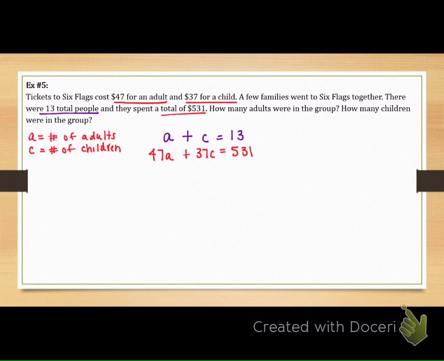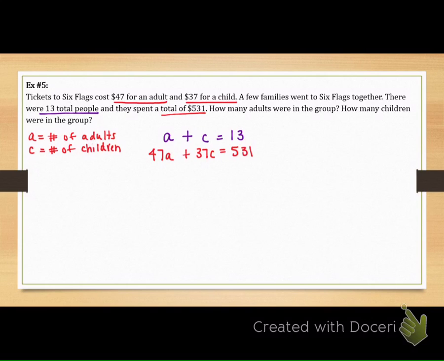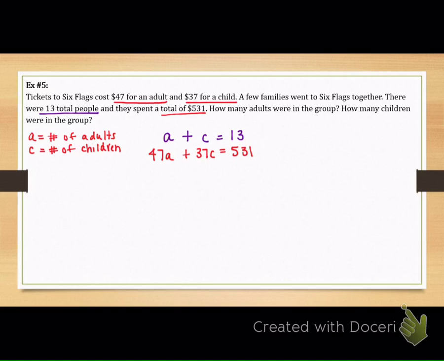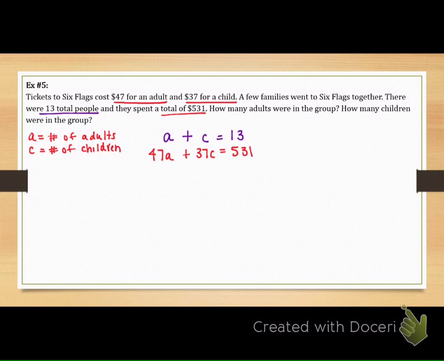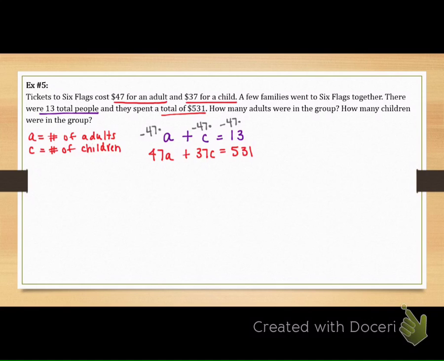Okay, so since we learned elimination today, we're going to do elimination. Somebody tell me how we could use elimination here. What could we do? What do you think we could do? Jenny, what could we do? You can multiply by negative 47 or by negative 37. So, yeah, let's multiply the top equation by negative 47. I don't care which one you do, but that was the first one Jenny said, so that's the only reason I said that.